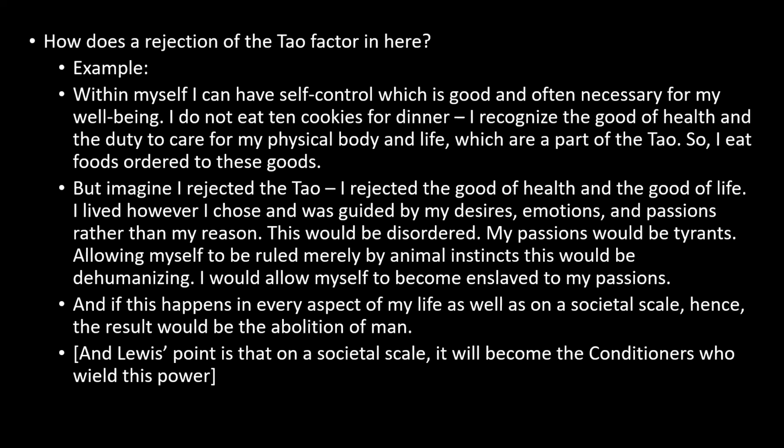And then Lewis's point is that on a societal scale, it's going to ultimately have to be the conditioners that start to bring some control into the world. Imagine the analogy again of just within my own bodily self. The conditioners would be telling me which passions to listen to and which passions to follow, even though they would have no objective foundation to tell me that.